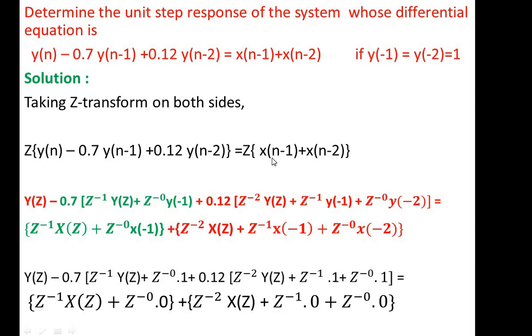Okay, and for the right hand side we are having x of n minus 1. So you can write z power minus 1 into x of z, and the initial condition is x of minus 1 into, already we are having z power minus 1, so the next order of z will be z power minus 0. And for the second term, z power minus 2 into x of z, plus we are having two initial conditions because it is shifted by 2. So x of minus 1 and x of minus 2, and the order of z starts at minus 2. So the next orders will be minus 1 and minus 0.